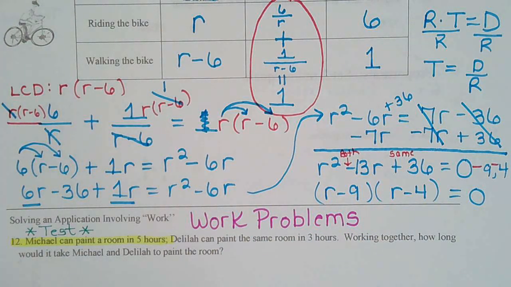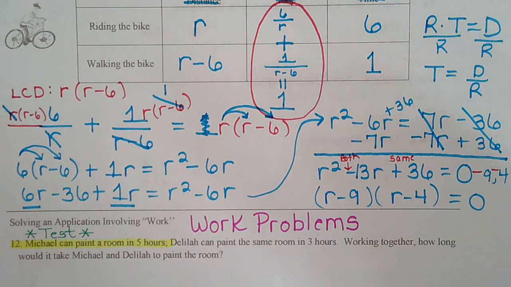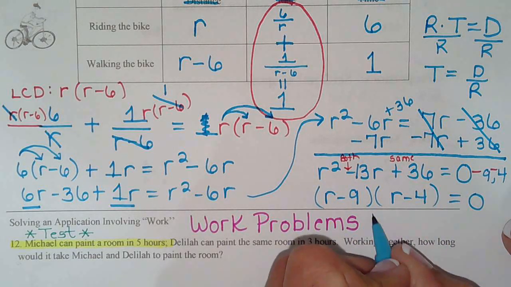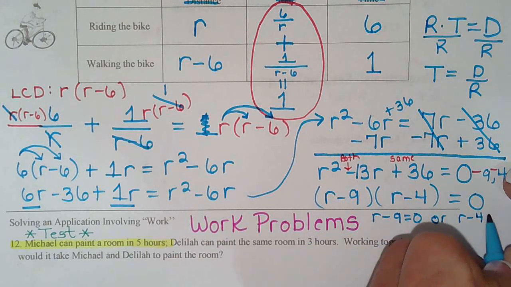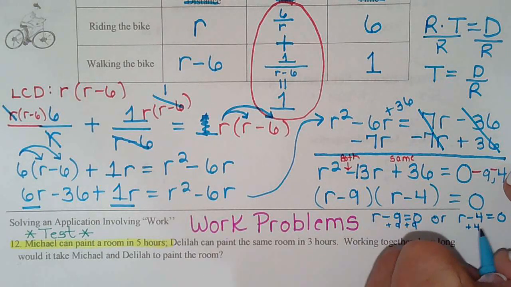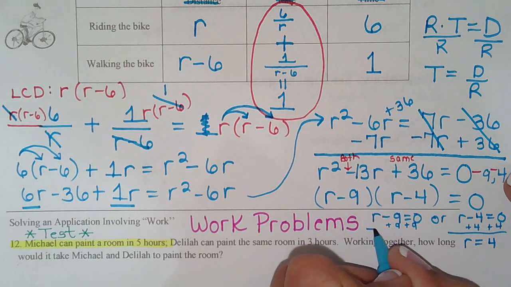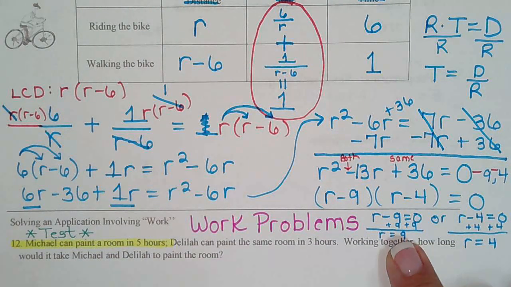We learned in chapter 4 that usually when you have a quadratic word problem, only one of the answers makes sense. Not always true. We had 1 or 2 where both answers made sense, but be on the lookout. So if A times B equals 0, either A is 0 or B is 0. So we get 9 and 4 as our two possible solutions. R equals 4, R equals 9.